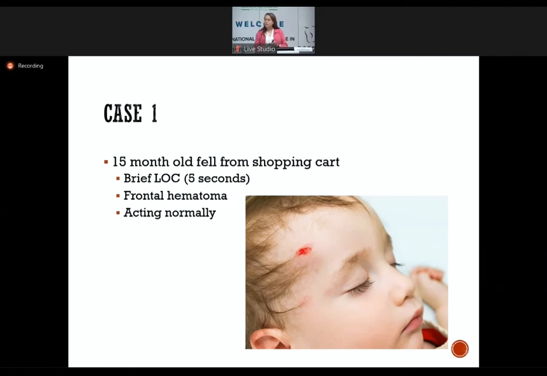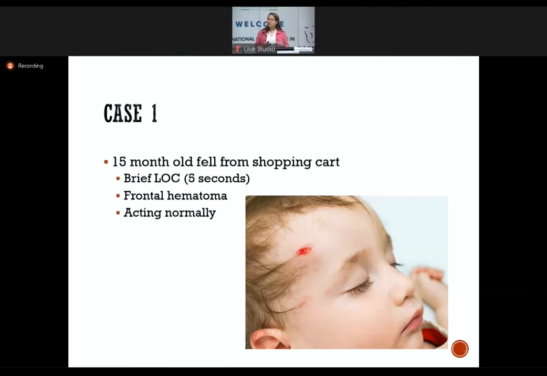So you would see the child. This child is napping now, but they wake up and they're alert and they're oriented in front of you in the emergency department. So when you see this child, you're going to be calculating the height of the shopping cart, guessing how far they fell. But the definition of a severe injury mechanism is 3 feet or more in a young child. So you're guessing they fell probably around 3 feet from the shopping cart, and they had a brief LOC.